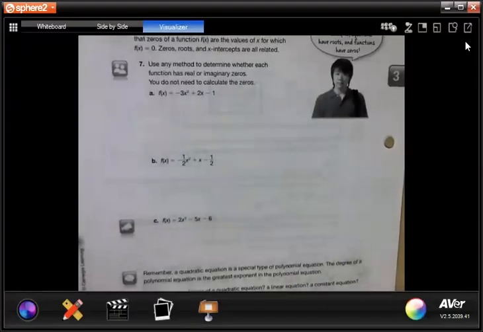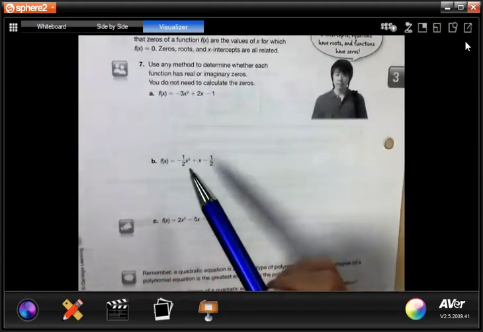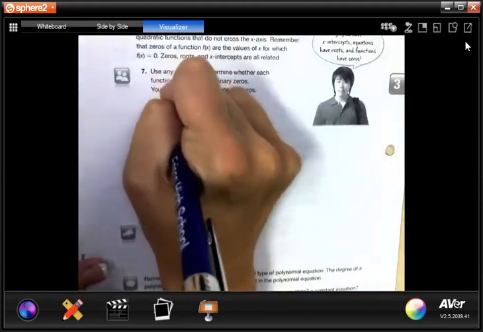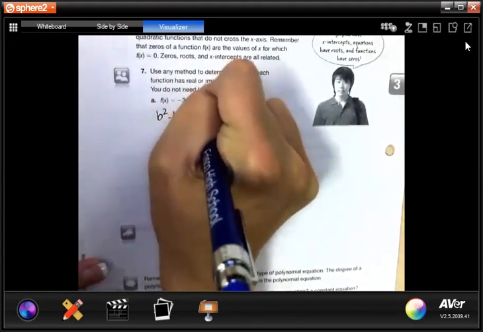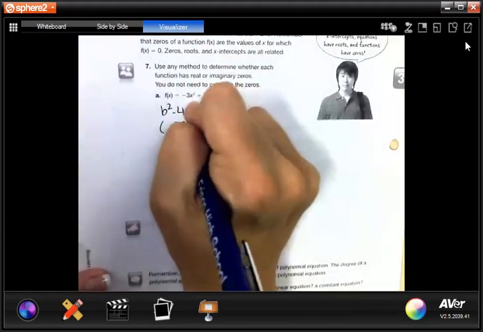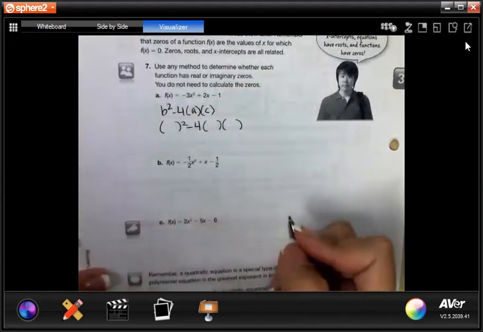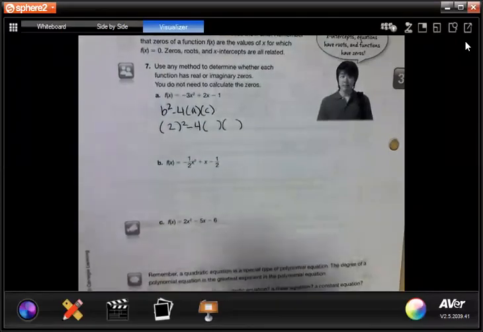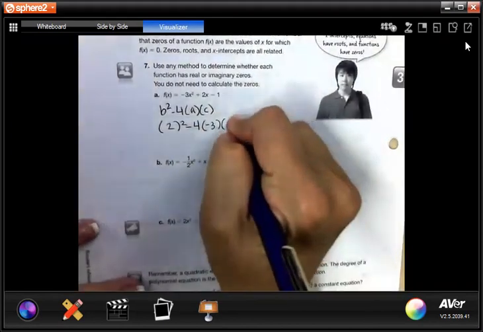All right, so the questions that say use any method to determine whether each function has real or imaginary zeros, this is where we would want to use that discriminant. So I would set up my b squared minus 4ac. And so I set up my parentheses, b squared minus 4ac. My b value here is 2, so I'm going to plug that in for the b. My a value is -3, so I'm going to plug that in for the a. And my c value is -1.